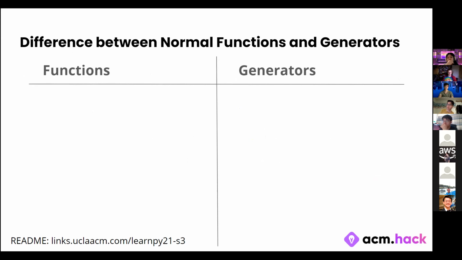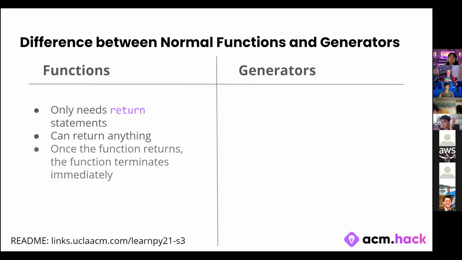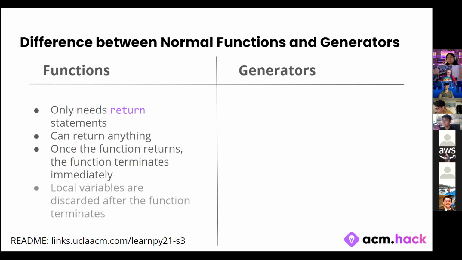The difference between normal functions and generators is that, even though they are actually defined the same way, let's first go over what a basic function is. We only need return statements. Once we return from the function, using the return keyword, it can return anything we want, and the function terminates immediately. Everything inside the function, all local variables that we declared, is discarded after the function terminates.